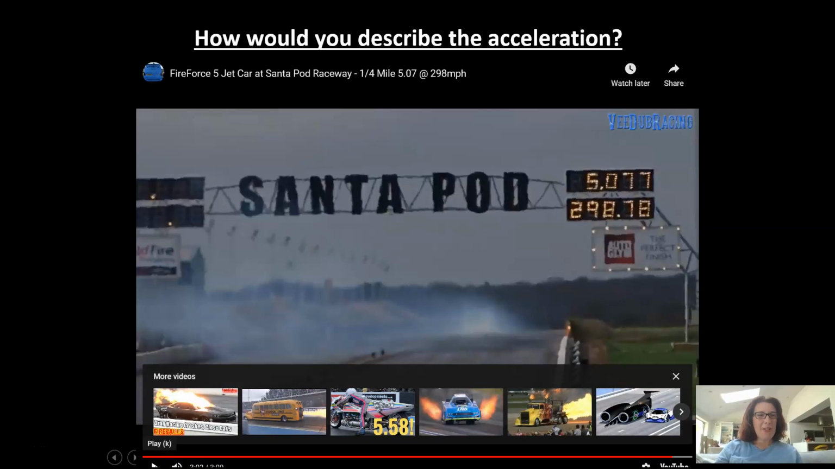So if you can see on that racetrack, Santa Pod racetrack is 1/4 of a mile long, and that rocket car did it in 5 seconds. Some cars can't even get from 0 to 60 in 5 seconds. In fact, most cars can't. And it did 1/4 of a mile. It went 298 miles per hour. What must that have felt like to the person inside?